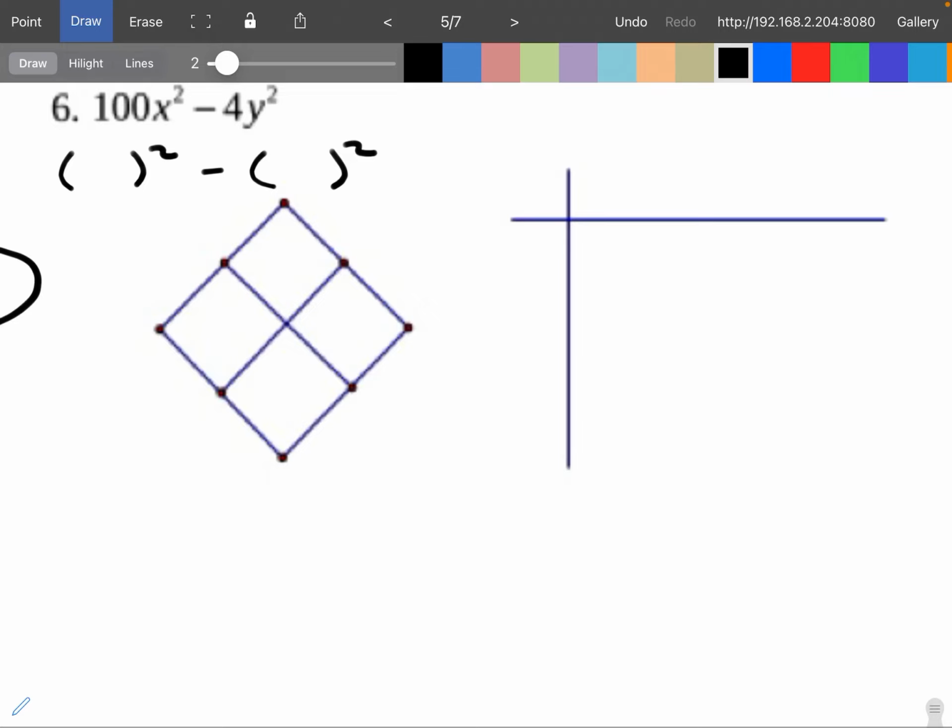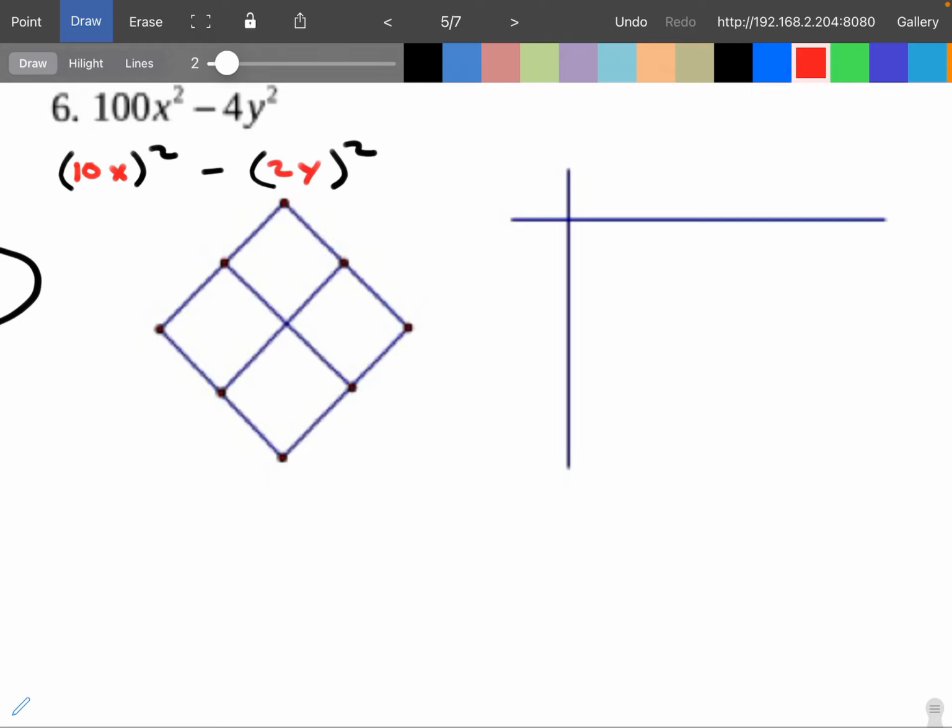So what would you square to get 100x squared? Well, first of all, what would you square to get 100? What's that? Yeah, good, Tom. 10, right? And then what? Here, look, I'll do it in the other color. And then what would you square to get x squared? Yeah, just x. So 10x times 10x would give you 100x squared.